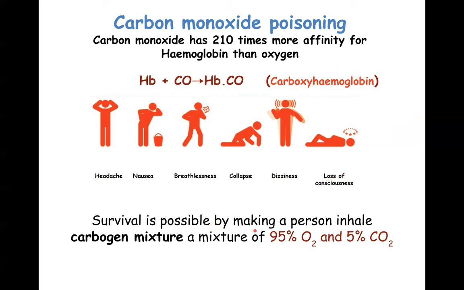Survival is possible by making a person inhale a carbogen mixture. A carbogen mixture is a mixture of 95% oxygen and 5% carbon dioxide. Carbon monoxide poisoning is most dangerous because this gas has no smell or odor, so it is very difficult to diagnose. A room having poor ventilation is the most probable cause for carbon monoxide poisoning, especially if it is overcrowded. So you must ensure that you are in a place where ventilation is good and the carbon monoxide is therefore not accumulated.